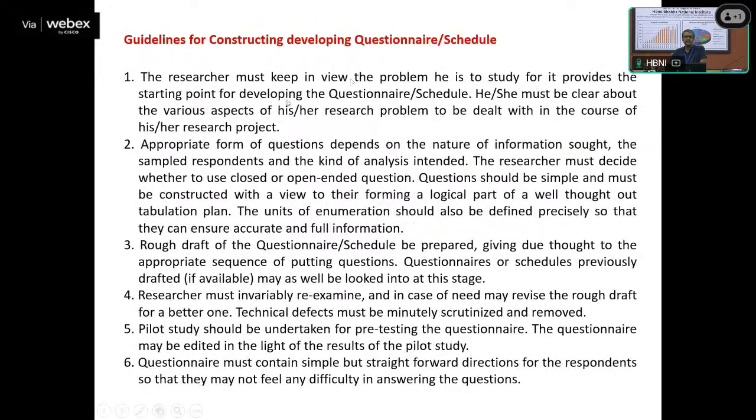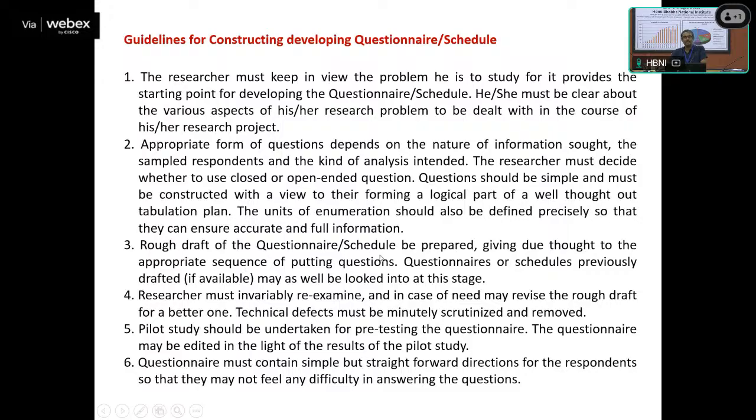So these are the guidelines for developing proper questionnaires or schedules. The first part is that it has to stick to the relevance of the problem. You cannot deviate from your problem. The questionnaire has to be on the topic of your research. The questions should be appropriate, and the information sought should also be proper.